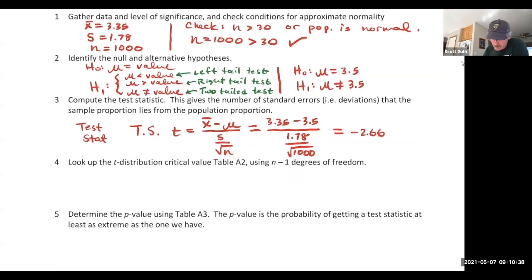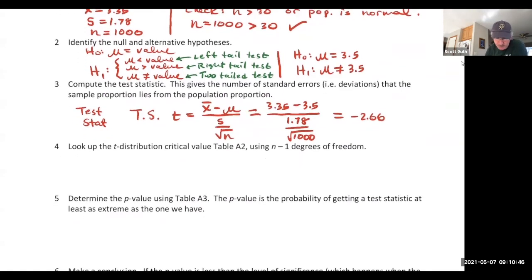Now, this looks significant, right? Because now you're approaching 3 standard errors. So I can't imagine this won't be statistically significant, but we'll still go through the process here.